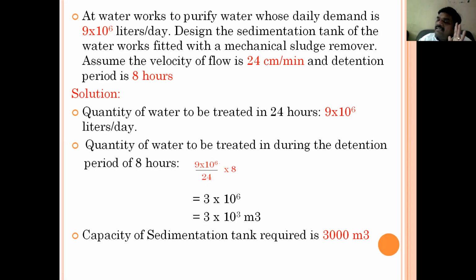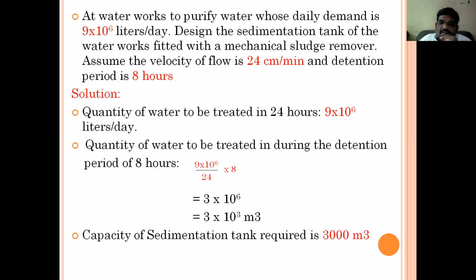When can we treat this? Normally during the detention period. What is the detention period? It is 8 hours. So 9 into 10 power 6 by 24 into 8. What will we get as the answer? Please take the calculators and do it. The answer is 3 into 10 power 6 liters. I can say it as 3 into 10 power 3 meter cube, and I can write it as the capacity of sedimentation tank required is 3000 cubic meters.